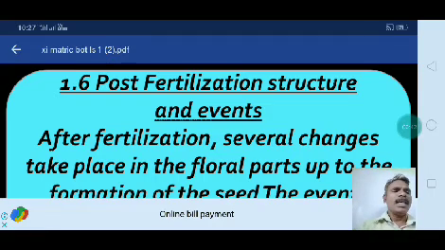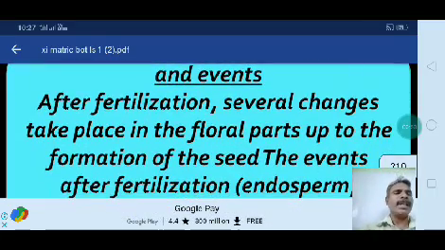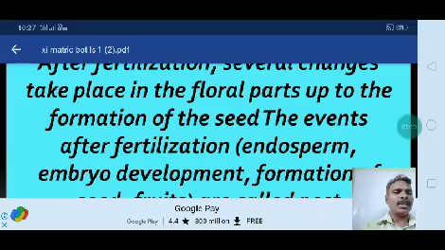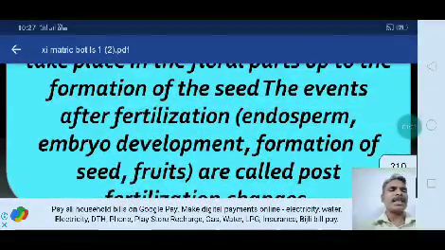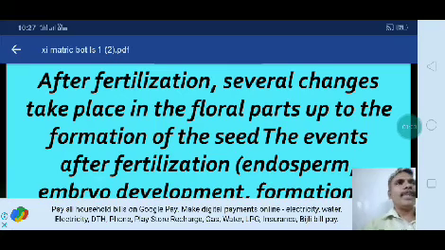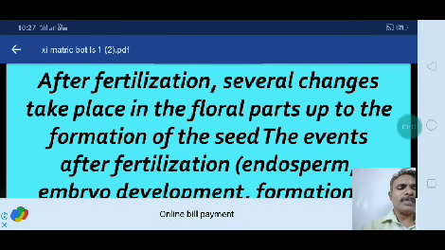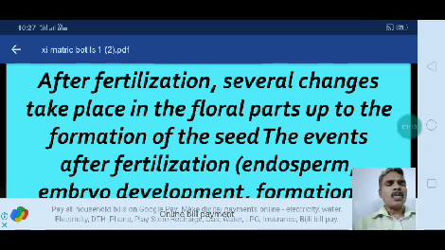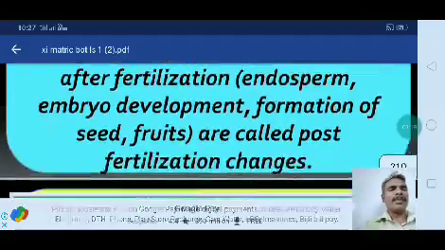After fertilization, several changes take place in the floral parts. A number of changes occur in the floral parts up to the formation of seed. The events after fertilization, namely endosperm, embryo development, and formation of seed and fruits, are called post-fertilization changes. Here there are the sepals, petals, androecium and gynoecium. Once pollination and fertilization have occurred, what do these parts change into? So you have to see.